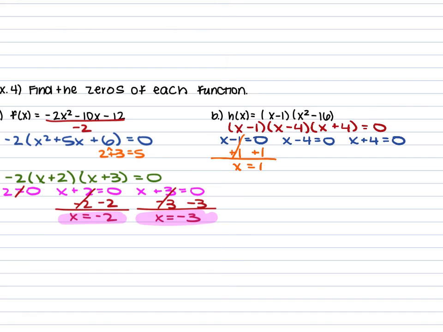The x minus 4 is equal to 0. Add the 4 to each side. You get x is equal to 4. And then x plus 4 is equal to 0. Subtract the 4 from each side. You get x is equal to negative 4.